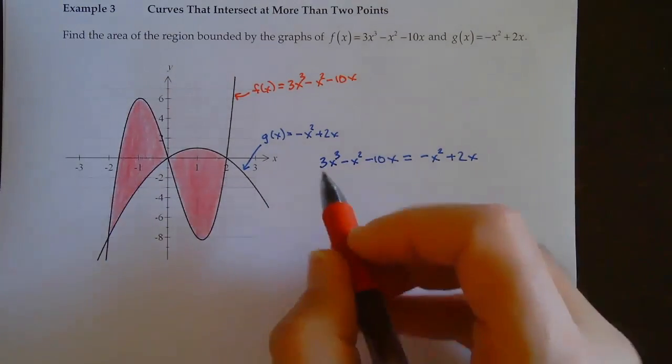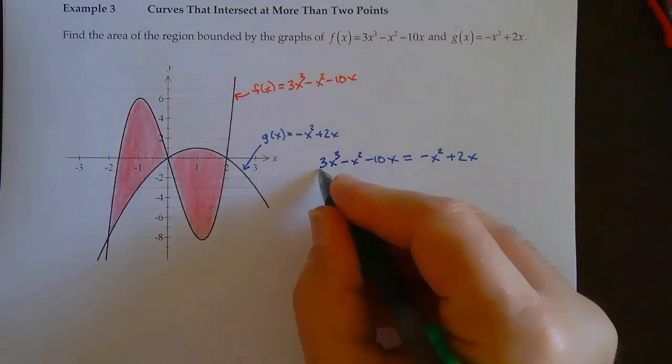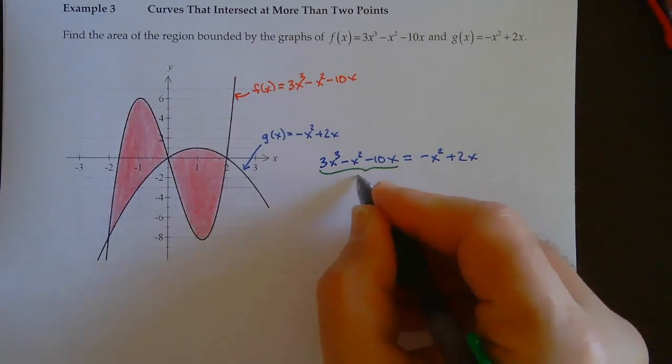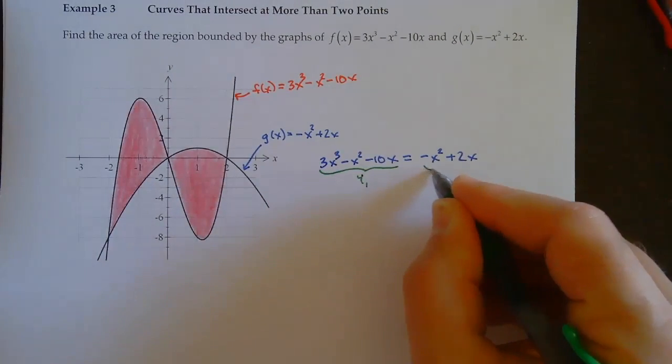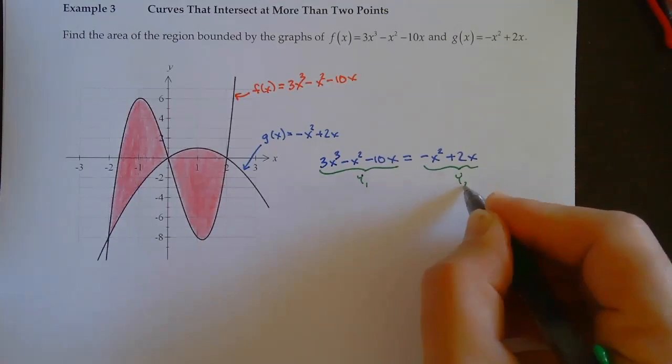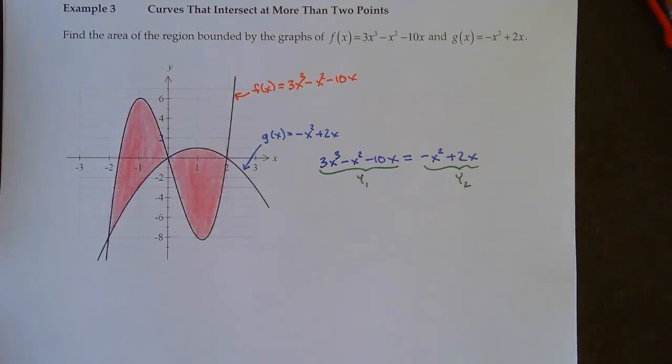I'm going to use a different color to show you. In our graphing calculator, we're going to let this one be y1, and I'm going to let this one be y2, and we're going to find the intersections. And then I'm going to show you how to store these.